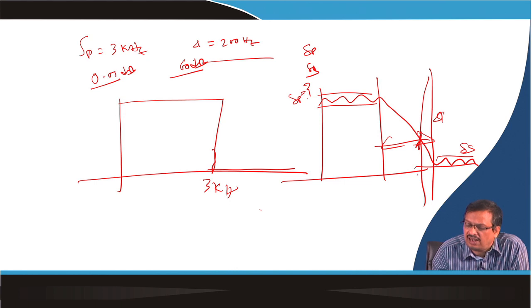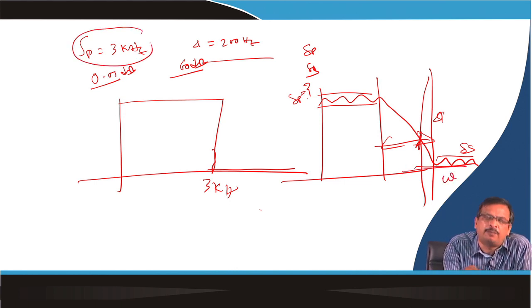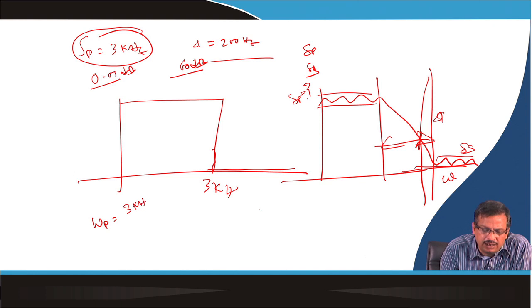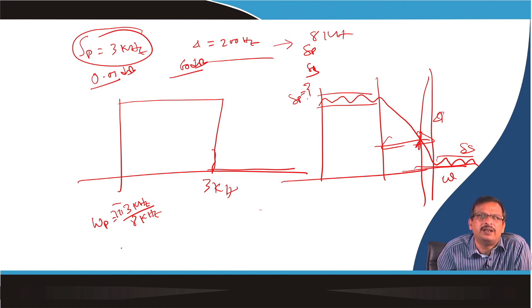Once I say it is omega, then I have to normalize the frequency. So what is my omega P? Omega P is nothing but 3 kilohertz divided by the sampling frequency. Let the sampling frequency be 8 kilohertz. Then 2 pi into 3 kilohertz divided by 8 kilohertz. So it is nothing but 2 pi into 3 divided by 8, which is equal to 3 pi by 4.